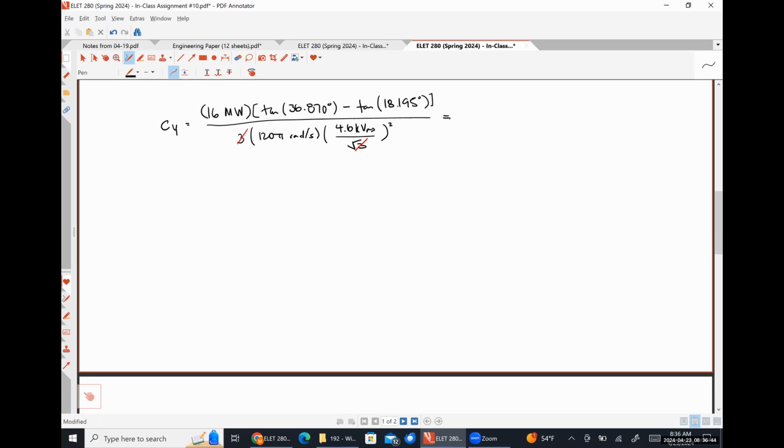So 16 times 10 to the 6th, so I'm converting my megawatts into watts, times the tangent of what I have stored in my calculator as X minus the tangent of what I have stored in my calculator as Y, divided by 120 pi times 4.6 times 10 to the 3, converting my kilovolts back down to volts, squared. I get 845.047 microfarads.